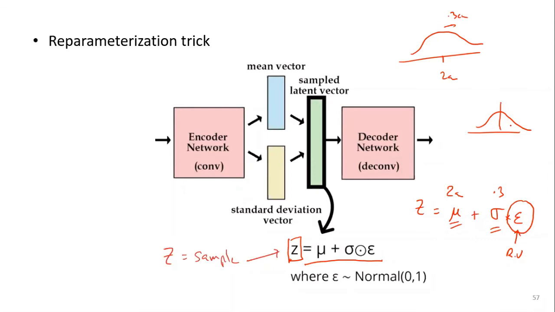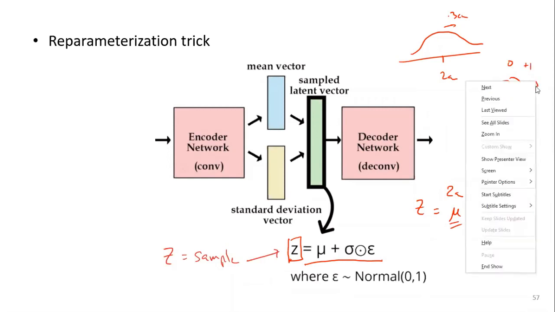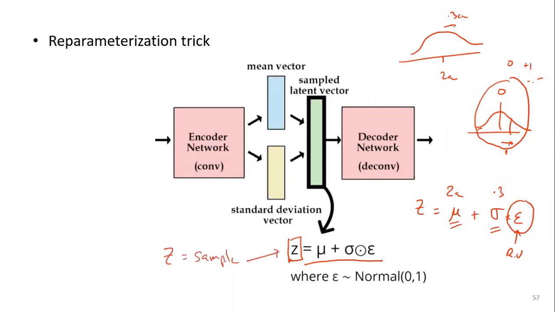Okay, it's a normal distribution which has a mean of 0 and a standard deviation of 1. I hope I'm not losing some of you. If you take a random number from here, sometimes it will be 0, sometimes it will be plus 1, sometimes it will be negative 0.5. If you're taking a random number epsilon from a normal distribution, it could be any number between minus infinity and plus infinity, but it has a certain standard deviation.